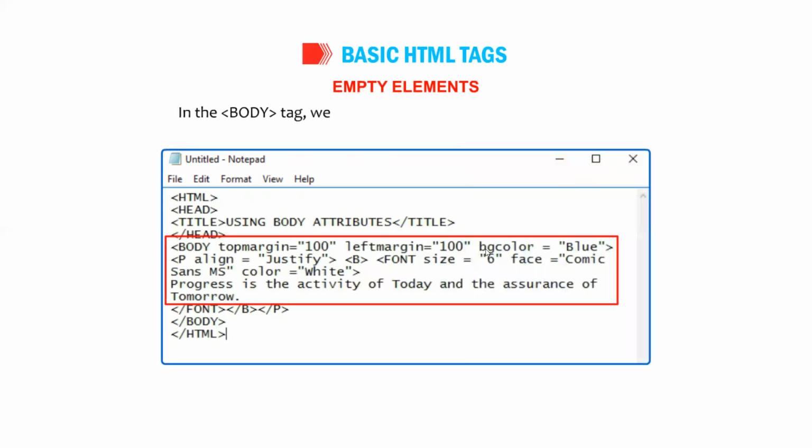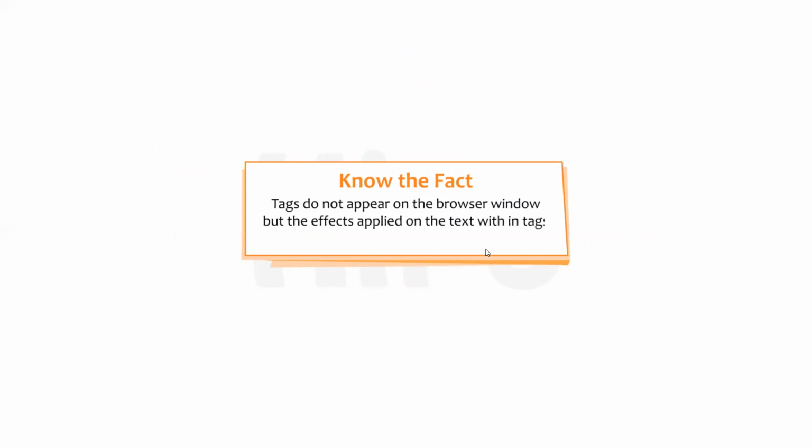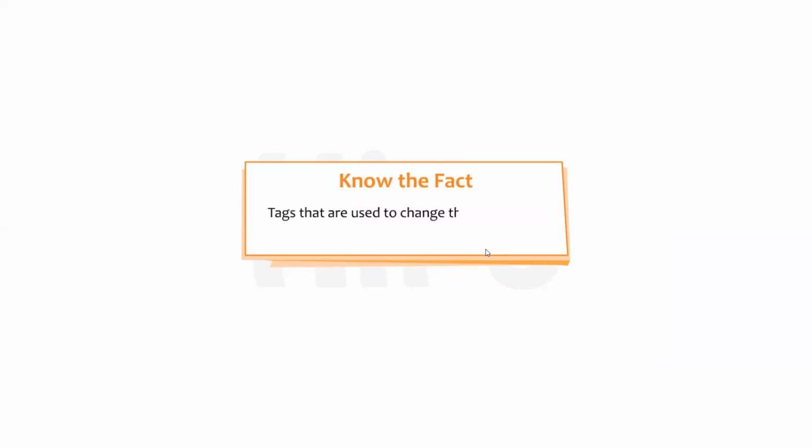In the body tag, we use formatting elements, images, heading, list, etc. to enhance the appearance of a web page. Students know the fact tags do not appear on the browser window, but the effects applied on the text within tags are visible in the browser window. Tags that are used to change the appearance of text are also known as physical markup.